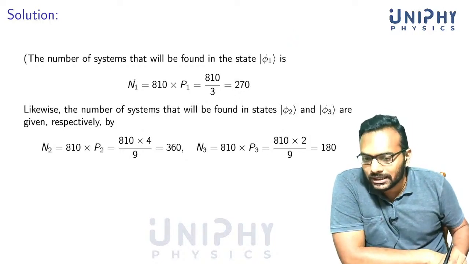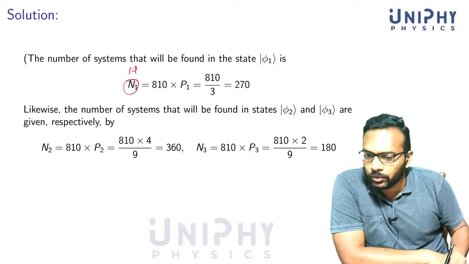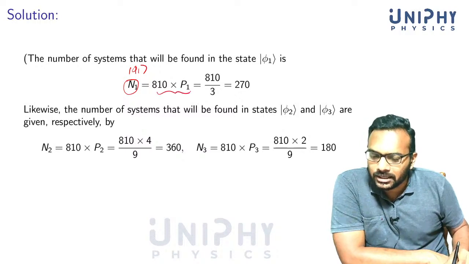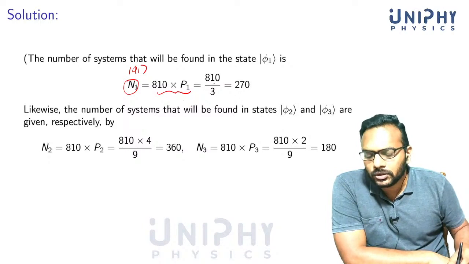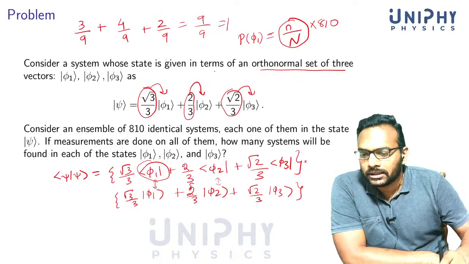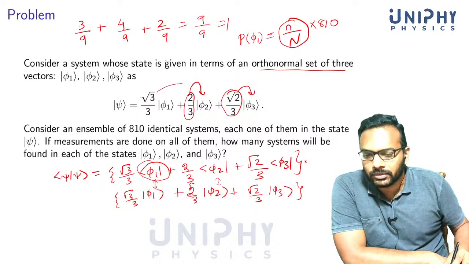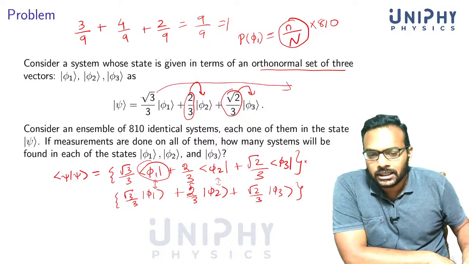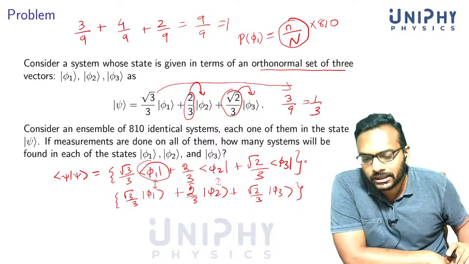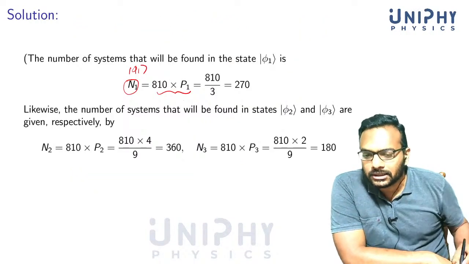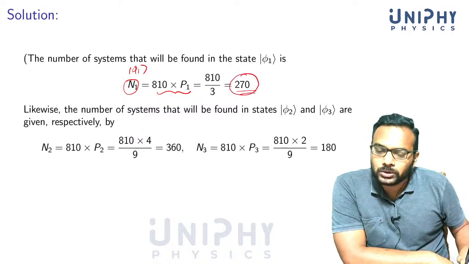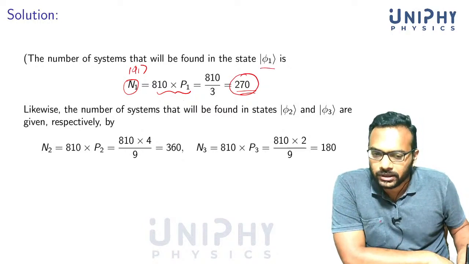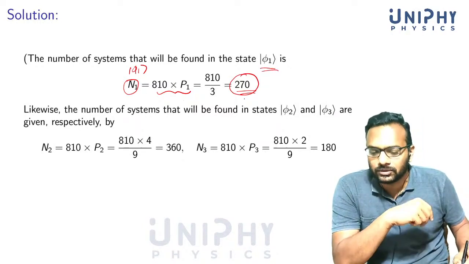So N1 is the number of systems which end up in the state phi 1. That's 810 multiplied by P1. So P1, the probability, you see from here, modulus C1 squared, is equal to 3 by 9 and that's equal to 1 by 3. Is that correct? Yes. So that's the probability we have got. So that is 270. So we know that after the measurement, 270 of the systems will be in the state phi 1.